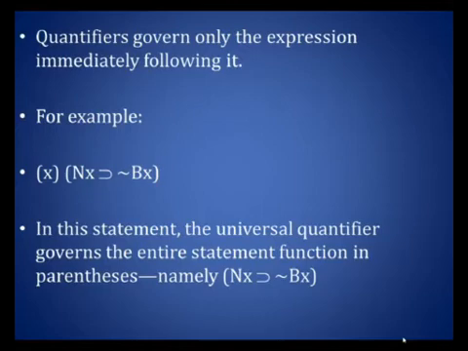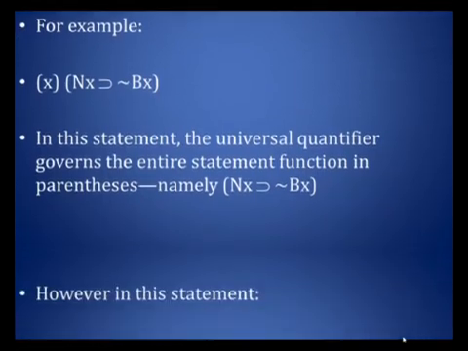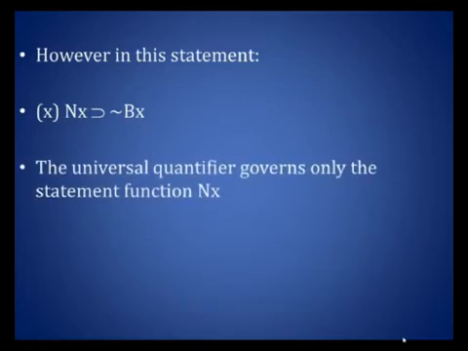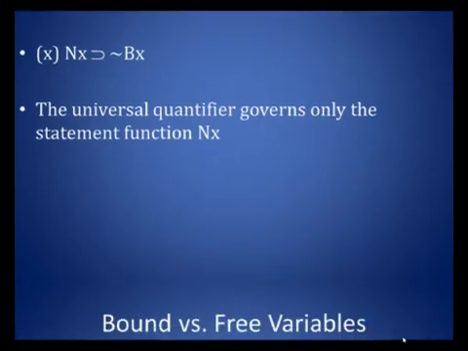So this quantifier governs over the entire conditional because it's in parentheses. However, in this statement, for all x, nx implies not bx, the universal quantifier governs only the statement function in x. Notice, if I had parentheses around it, then it would govern the entire statement. But since I don't, it only governs the thing immediately to its right, and that's nx.